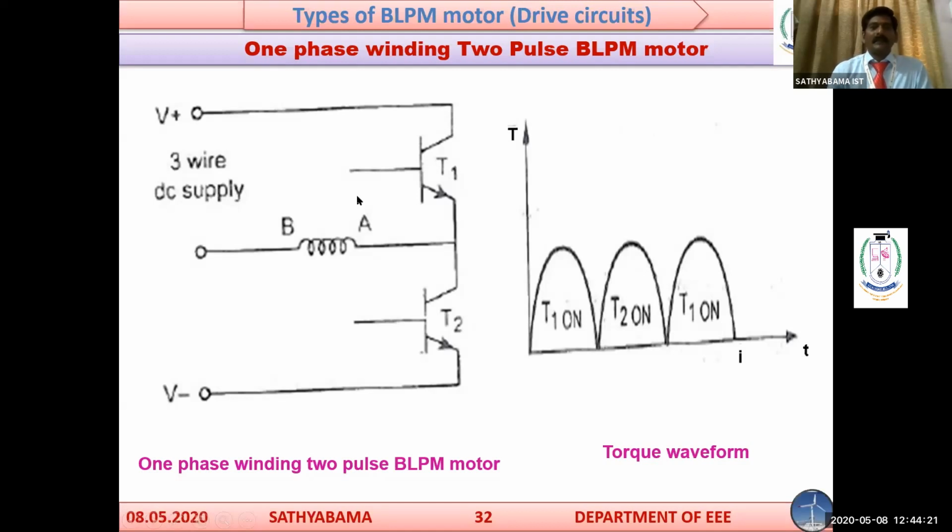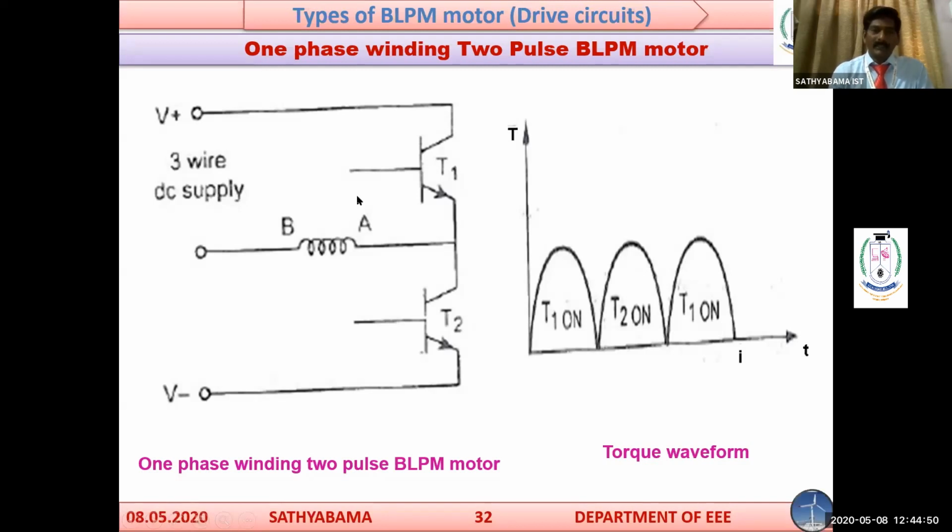The three-phase winding and the six-pulse BLDC motor. Here the three-phase windings are displaced by 120 degrees electrical. The phase windings are controlled by 6 semiconductor switching devices, so this is the maximum control. The 6 semiconductor switches are operated depending upon the position of the rotor. Here we require 6 position sensors to control each of the switches.